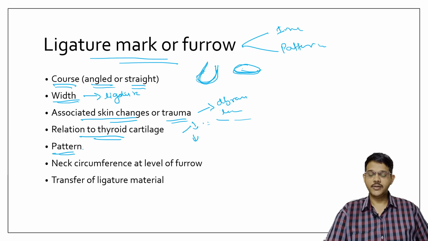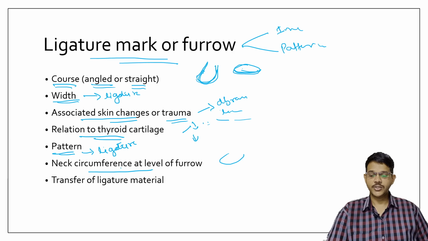Then pattern. So pattern has to be seen and matched with the ligature mark. The ligature mark pattern should be correlated with the ligature material to know whether the pattern is same or not. Then neck circumference at level of furrow. So whether the mark corresponds to ligature material, whether it completely encircles or not, that has to be seen.